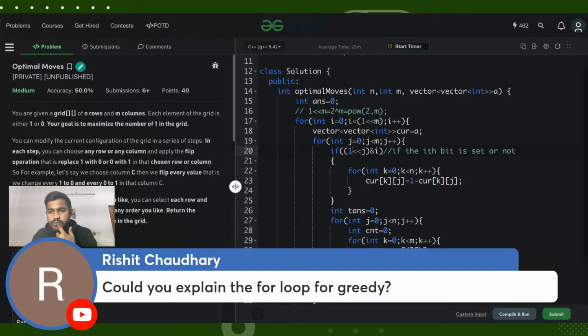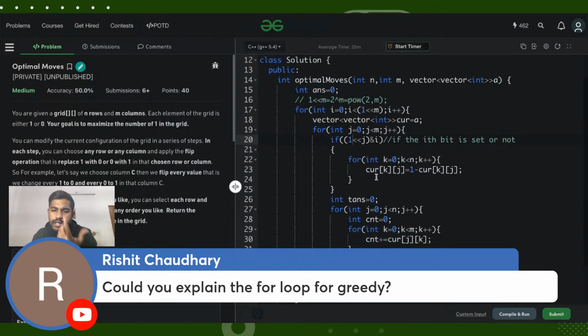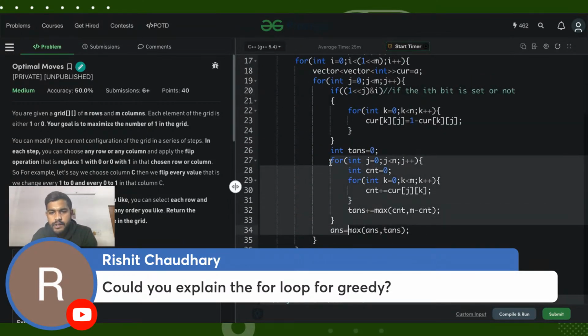Can you explain the for loop for greedy? Yes, absolutely. Why not? That is my job. So see, what we did was, suppose we had 0, 0.